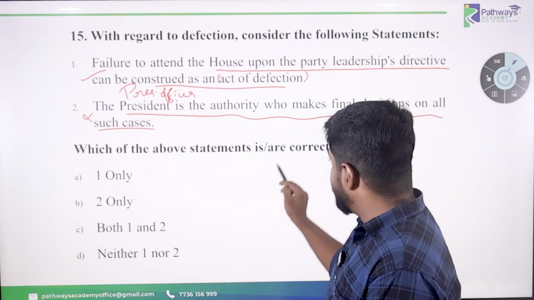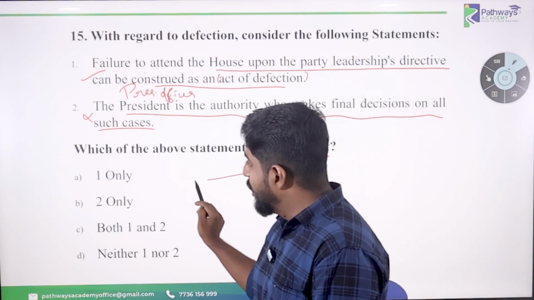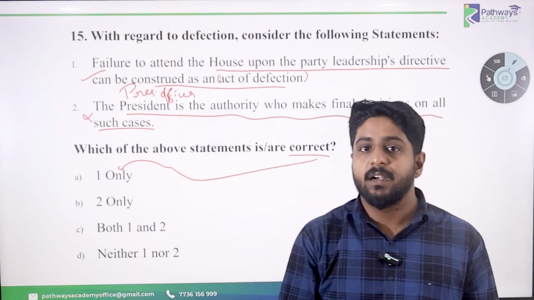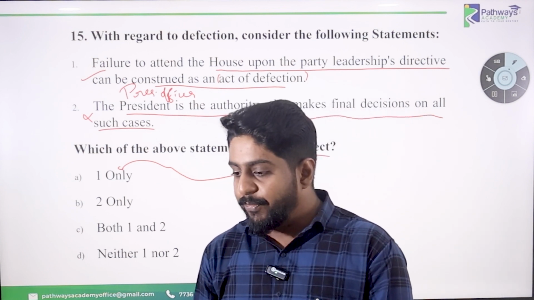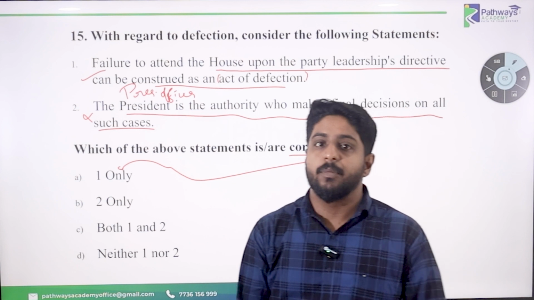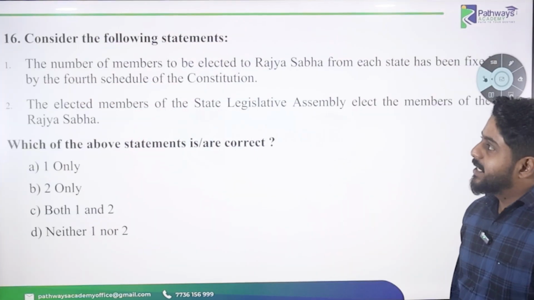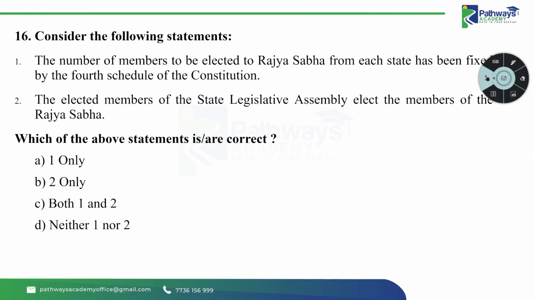What is the answer for this statement? You need to choose the correct one. So the answer for this question is option A, that is 1 only. So question number 15 says it is option A, that is 1 only. Okay, fine. So question number 16 now.